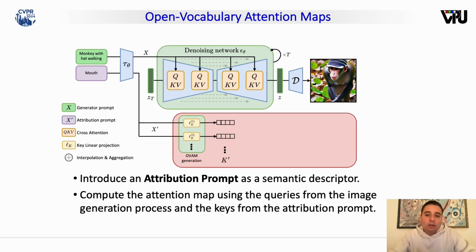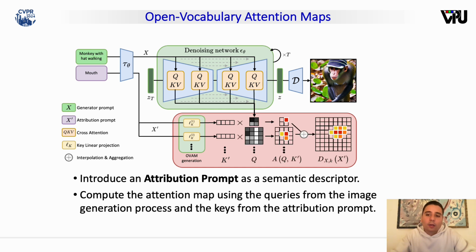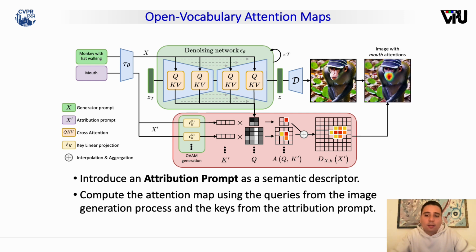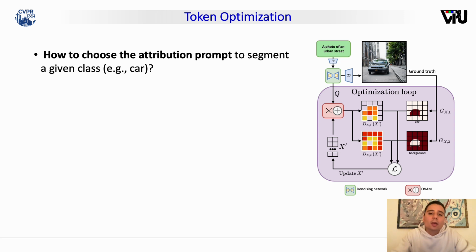To compute these attentions, we project the new prompt to obtain the keys of the attention mechanism, which contain the semantic information. We then merge these keys with the queries yielded during image synthesis, generating attention maps for any arbitrary token or text. This approach removes the restriction imposed by the direct use of attention. However, another question arises when we want to use these attentions for computing semantic segmentation masks. How can we choose the attribution prompt to segment any given class?